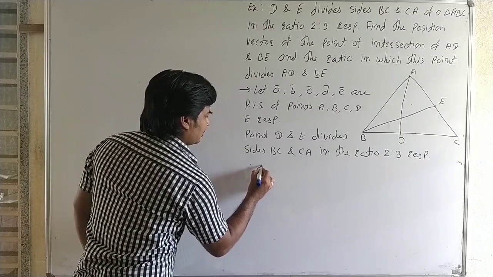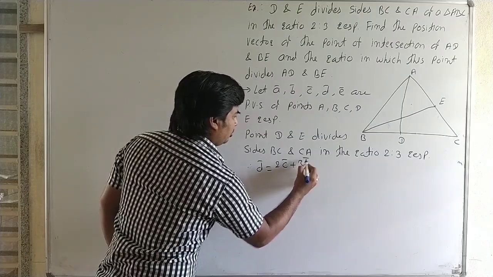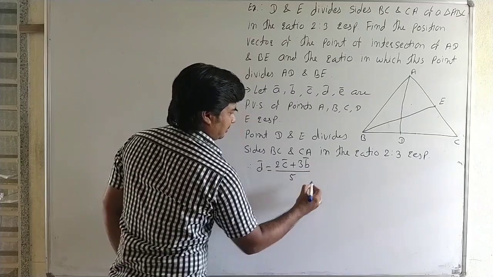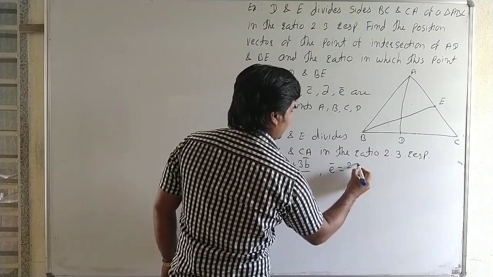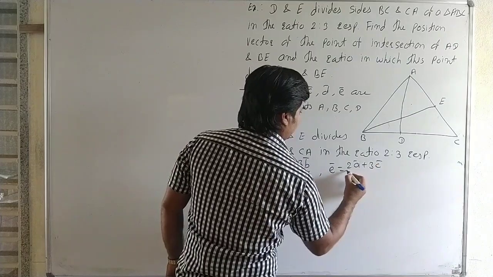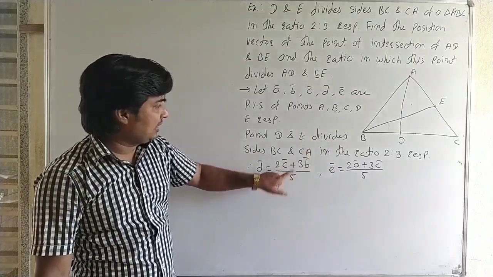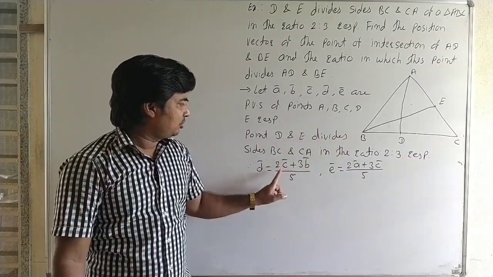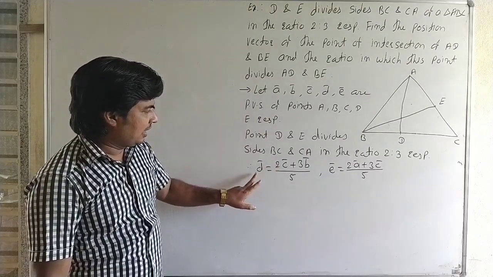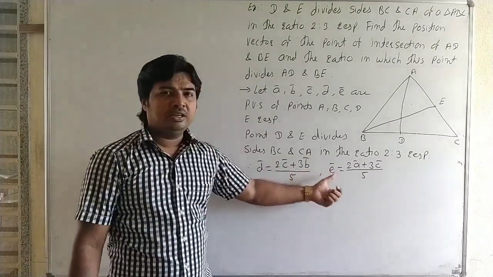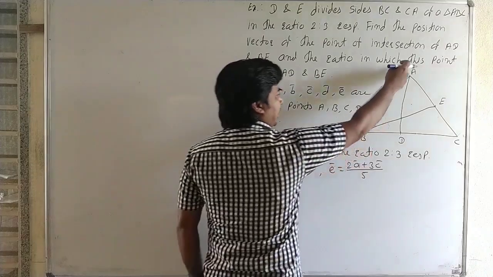Therefore we can write D bar is equal to (2 C bar plus 3 B bar) upon (2 plus 3), that is 5, and E divides CA internally in the ratio 2:3, therefore E bar is equal to (2 A bar plus 3 C bar) upon (2 plus 3), again 5. This is the position vector of D and this is the position vector of E. We find the position vector of the point of intersection of AD and BE.